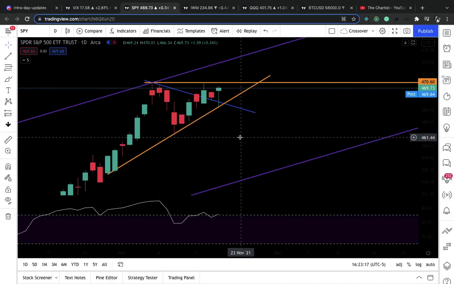Okay, so with that being said, if you see the SPY breaking down tomorrow from this ascending triangle, I encourage you guys, you don't have to do what I say, to switch over to bearish. Even if you're a bull.